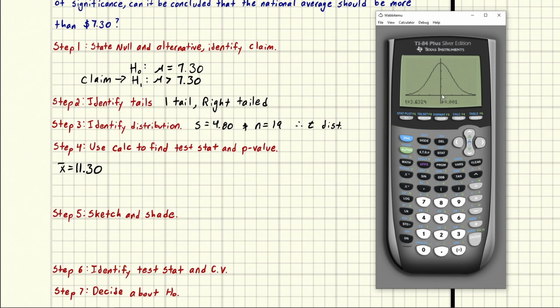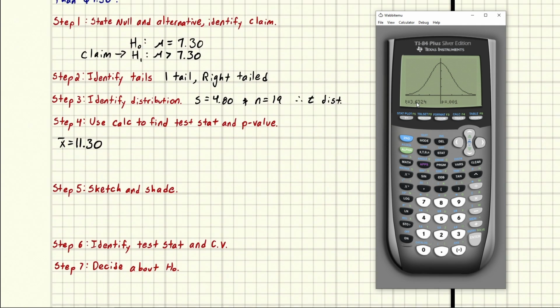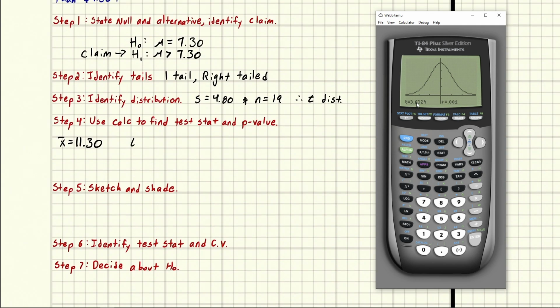Beautiful. And then it gives us the P value and the T score. So from this, we get a test stat of 3.6324. And we get a p-value of 0.001. And just to show you, and we get a nice drawing. If you want, you don't have to go to draw. You can just go to calculate. And it will also give it to you this way.